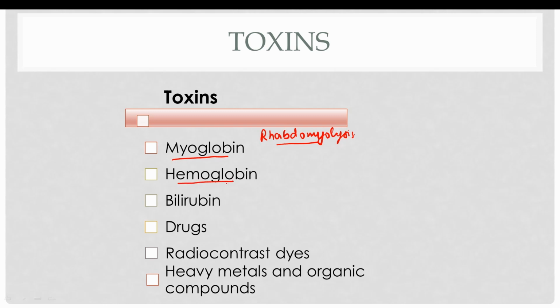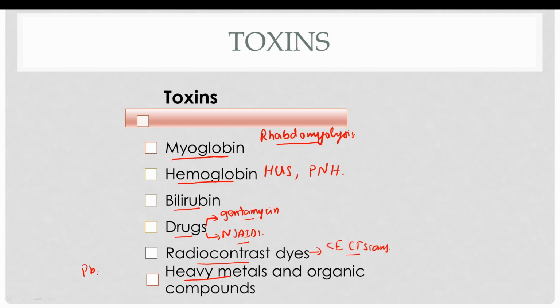Moreover, hemoglobin can also damage the kidneys, which is released in the urine in hemolytic uremic syndrome and paroxysmal nocturnal hemoglobinuria. Bilirubin is also excreted in the renal tubules when there is hyperbilirubinemia. Then there are certain drugs such as gentamicin and certain NSAIDs, which are nephrotoxic and damage the renal tubules. Radio contrast dyes, which are used in contrast-enhanced CT scans, are also nephrotoxic.